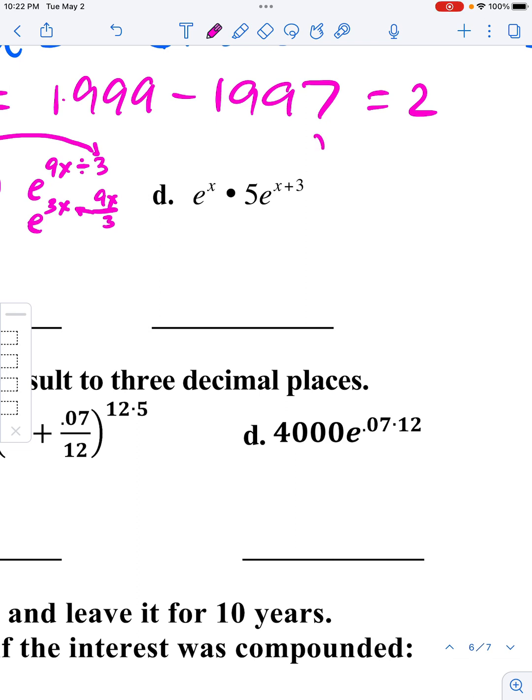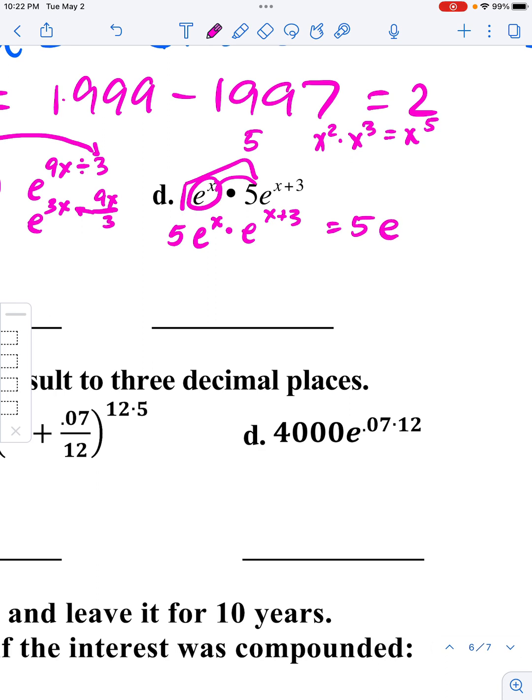So don't freak out again. If you have x to the second times x to the third, you add the powers. Same thing here. If you have e to the x and 5e, you're multiplying these. So you would multiply the numbers together and still just get a 5 out front. But you have e to the x times e to the x plus 3. So because they have the same base, you can add their powers. And then you've been in algebra long enough to know that an x plus an x makes 2x plus 3.